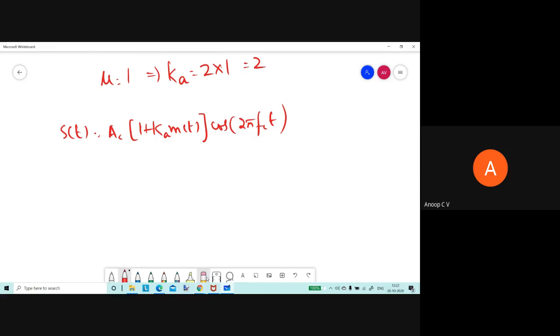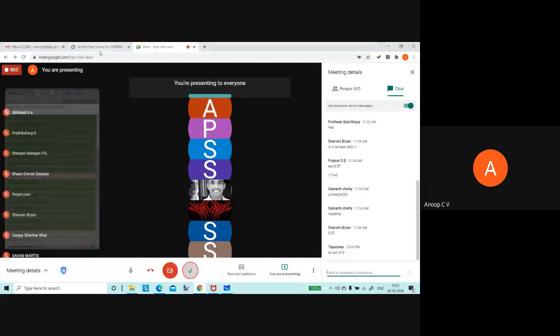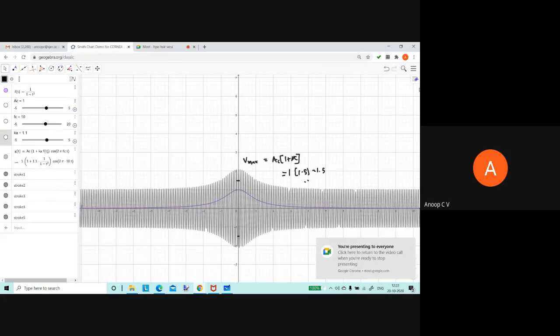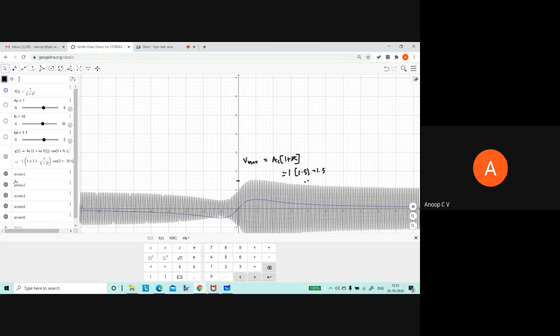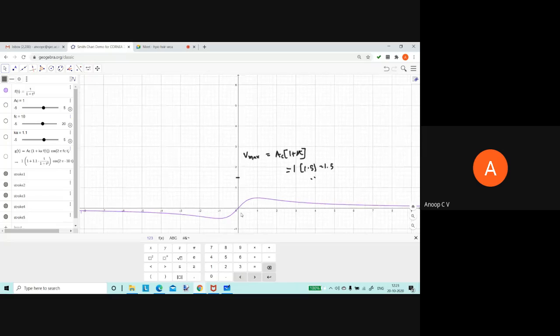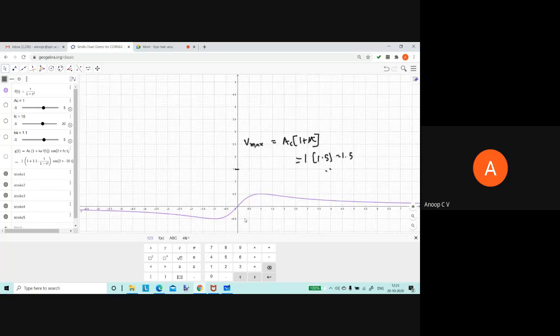So maybe we can just try and plot this whenever Ka is equal to 1. We'll just see in our simulator. When we wanted Ka is equal to 1, this f(t), I'll change it to t by 1 plus t square. Here only I'll change f(t) to t by 1 plus t square. So as we have predicted, this is the graph, the same thing.